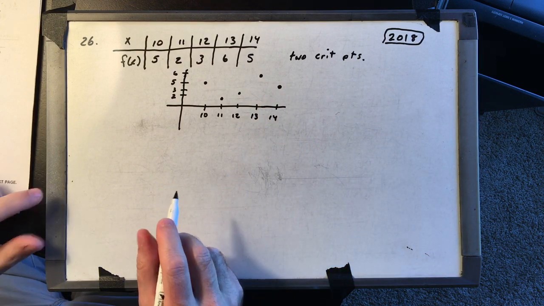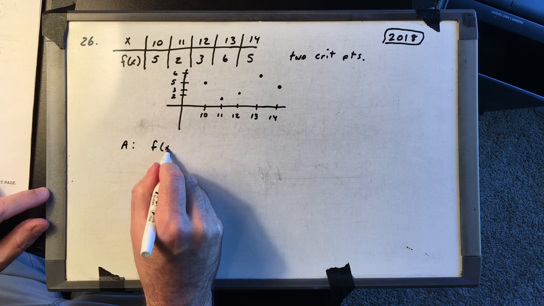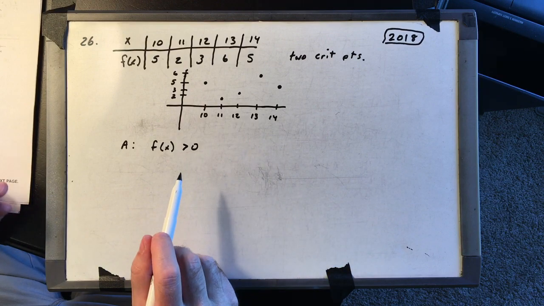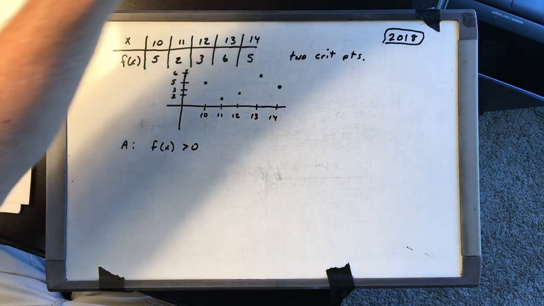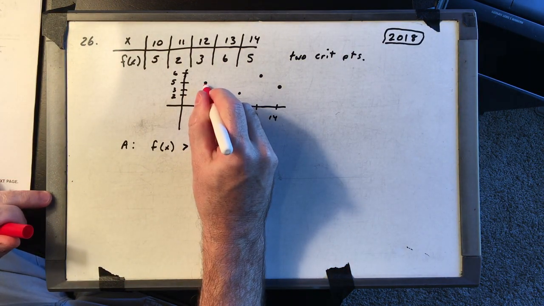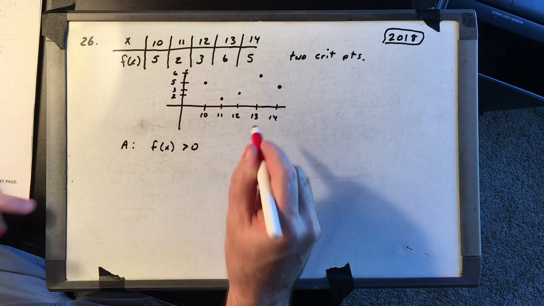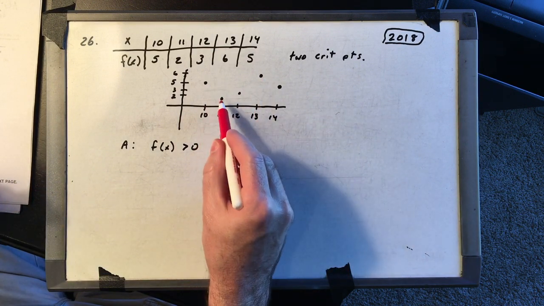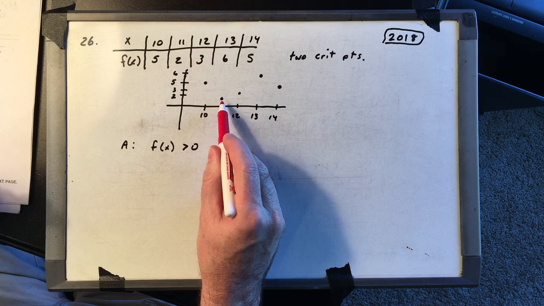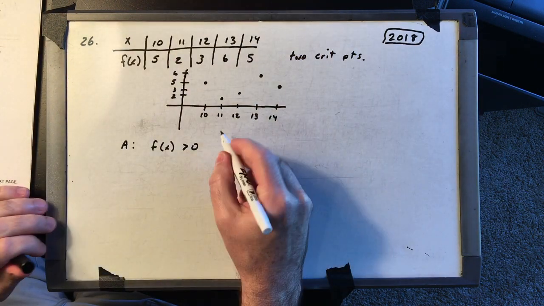Okay, so let's look at option A. It says f of x is greater than 0 for everything between 10 and 14. Well, that's not necessarily true. There's nothing to prevent this from going below the x-axis. It says it's continuous, but these are just particular points. Between 10 and 11, it can go below the x-axis and then come back up, right? Between 11 and 12, somewhere in there, it could go below. So that's not necessarily true.